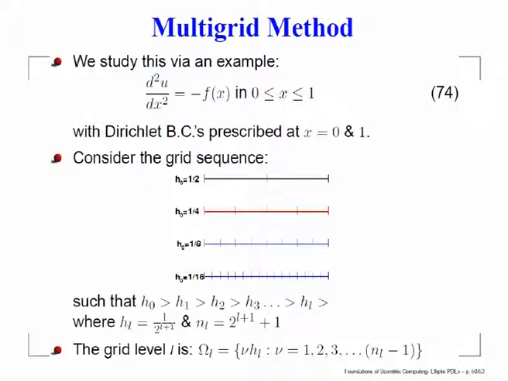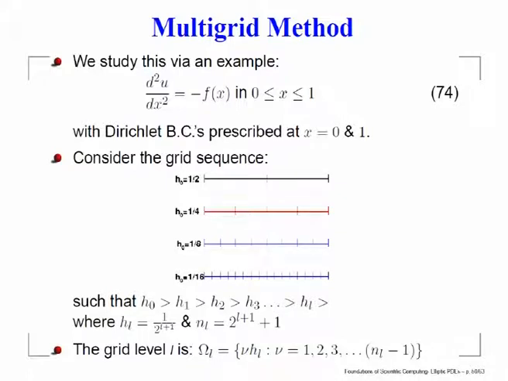Mistake. This should be H1. So this is our initial grid. H0 is half, right? The spacing is half and half. Then we reduce the spacing by a factor of 2, and I get a spacing of 1/4. Then I go to the third one, that will be 1/8, 1/16, and so on and so forth. So this is the way.